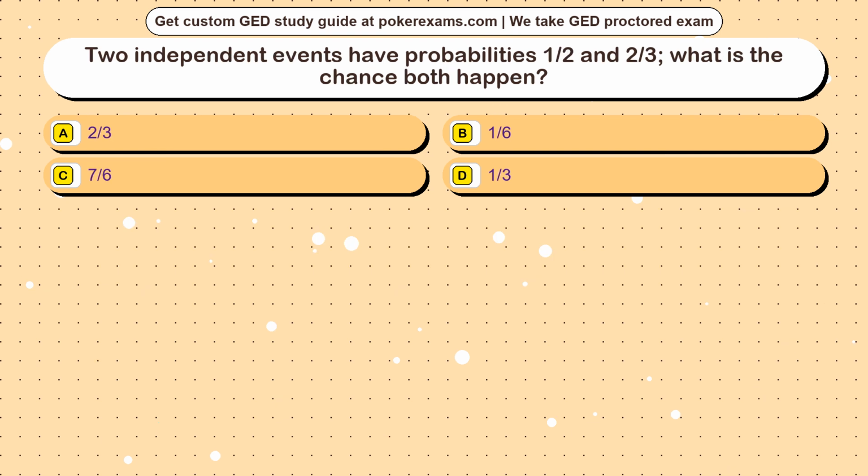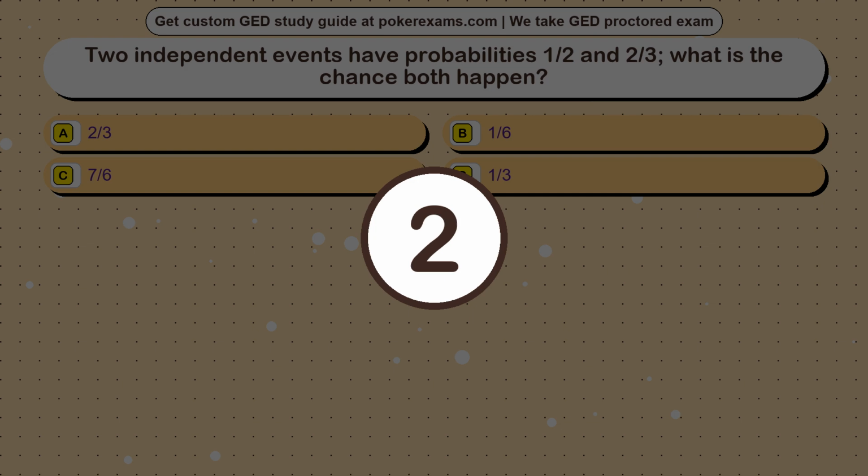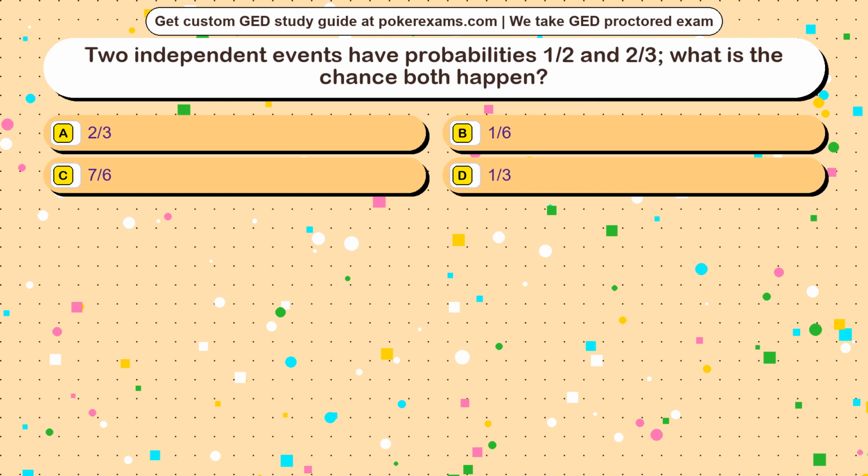Question 3. Two independent events have probabilities 1/2 and 2/3. What is the chance both happen? Option A 2/3. Option B 1/6. Option C 7/6. Option D 1/3. The correct answer is option.